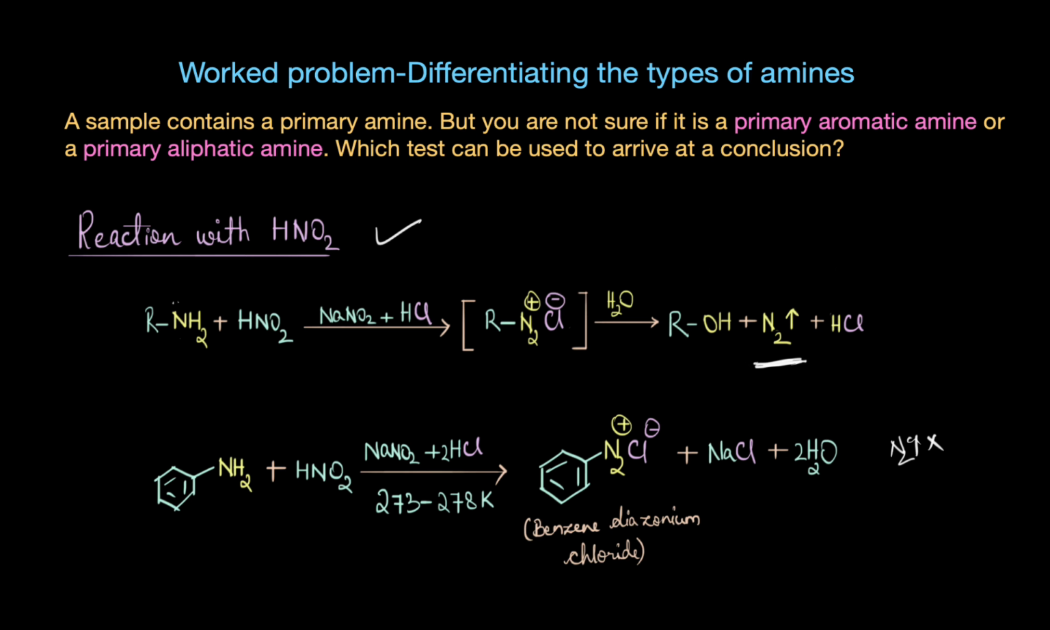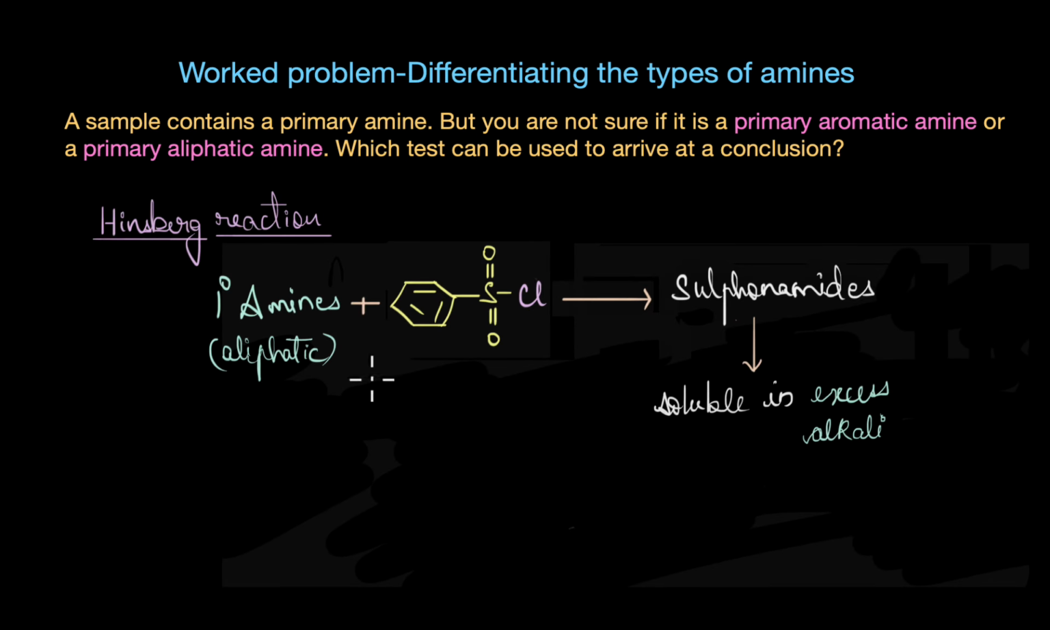What about Hinsberg test? Now, in Hinsberg reaction, primary aliphatic amines would react with benzene sulfonyl chloride to form a sulfonamide that is soluble in excess alkali. But if we had a primary aromatic amine, this solubility in excess alkali may be slightly different because of the presence of the aromatic ring. Basically, both aliphatic and aromatic amines would react with Hinsberg reagent, but the solubility may vary depending on the presence of the aromatic ring. However, this difference in solubility may not be very large. It may not be sufficient to distinguish between the two.